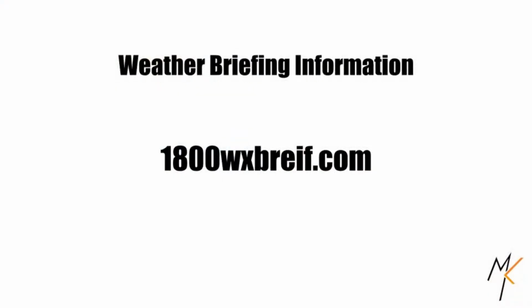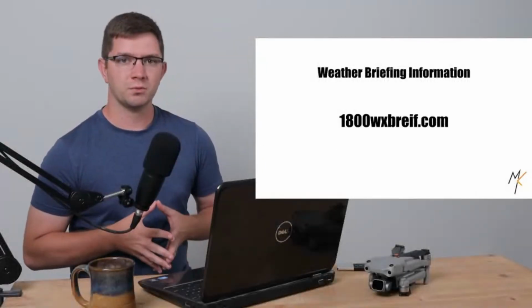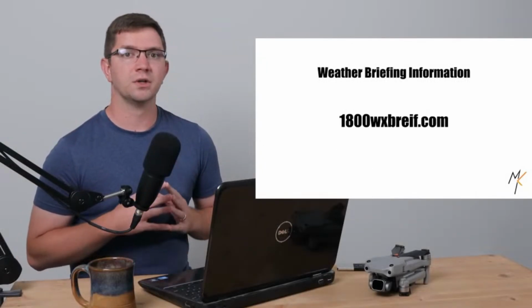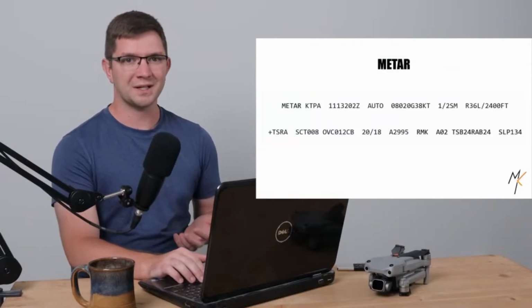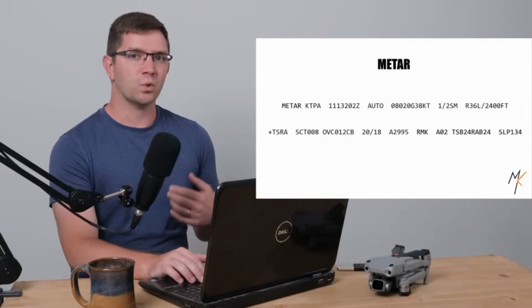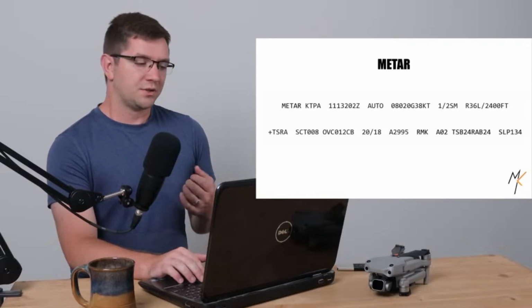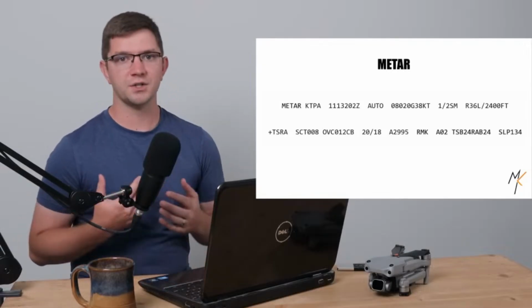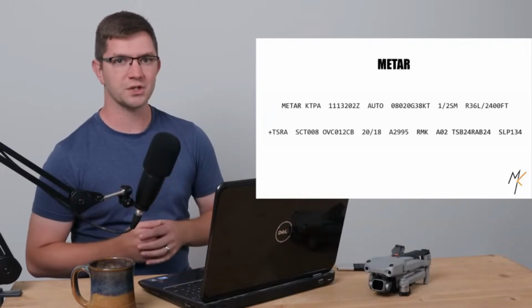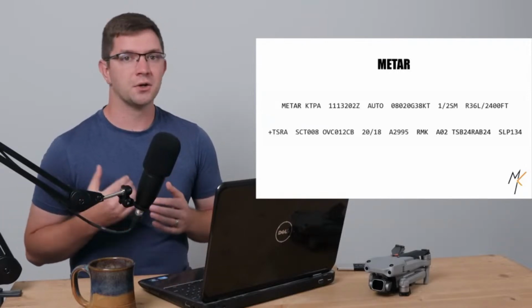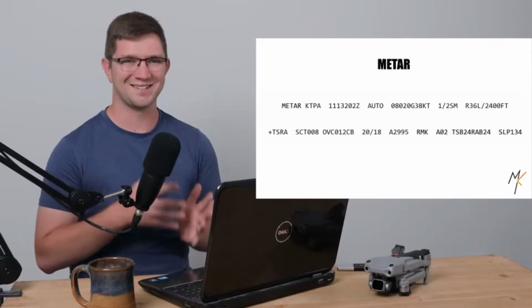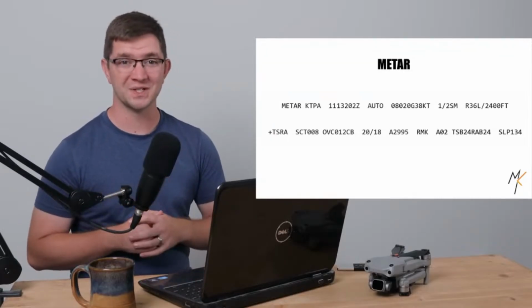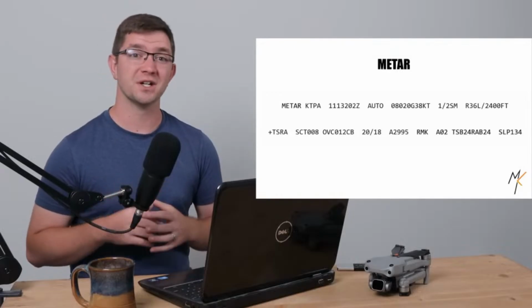Now, where can we find our weather information for where we want to fly our drone? 1-800-weatherbrief.com is where you're going to be able to find all the info you need, including METARs, which is what we're going to get into now to try and wrap up the weather portion of this video. METARs are going to provide you the latest up-to-date weather information that's been reported in a standard international format. At first glance, it's confusing, but I promise this will make more sense once we break it down and you understand each part of it.